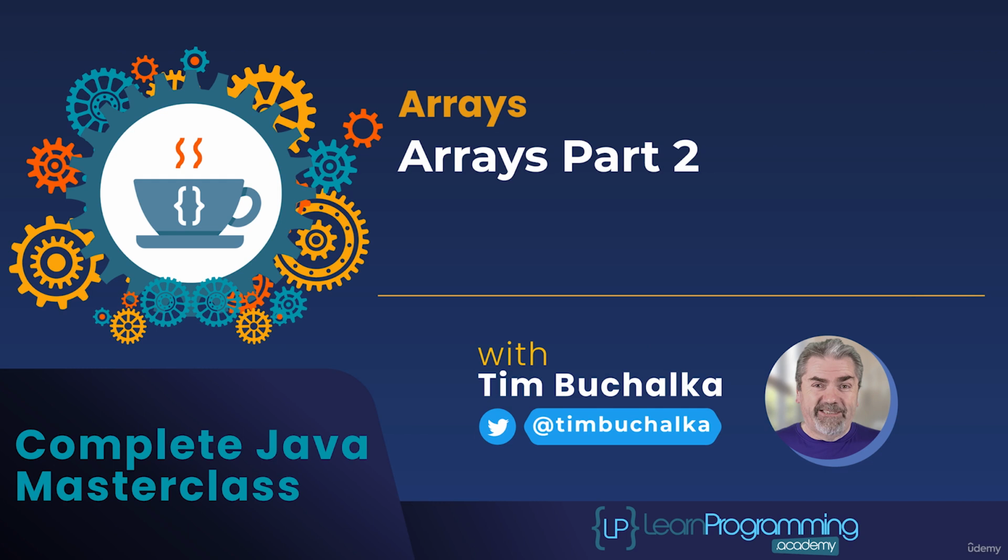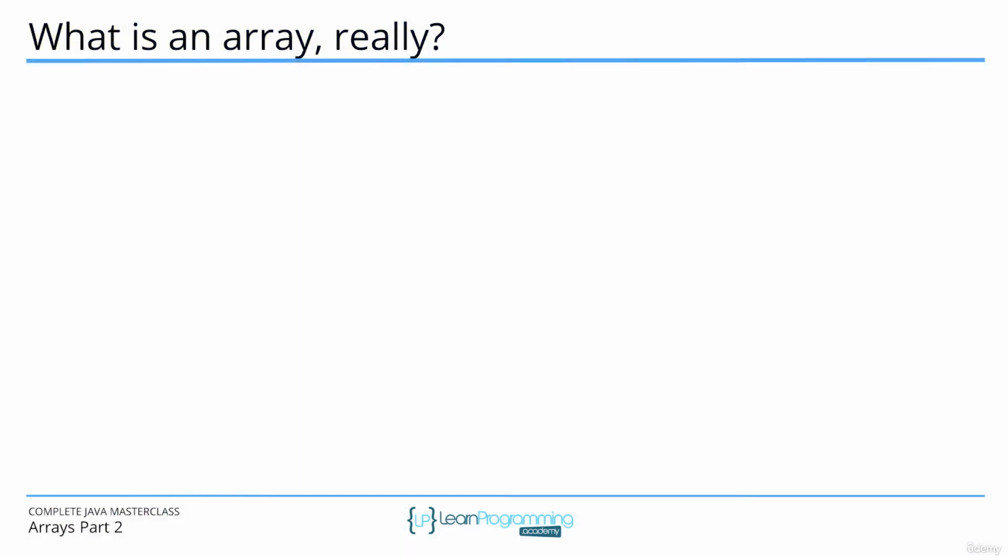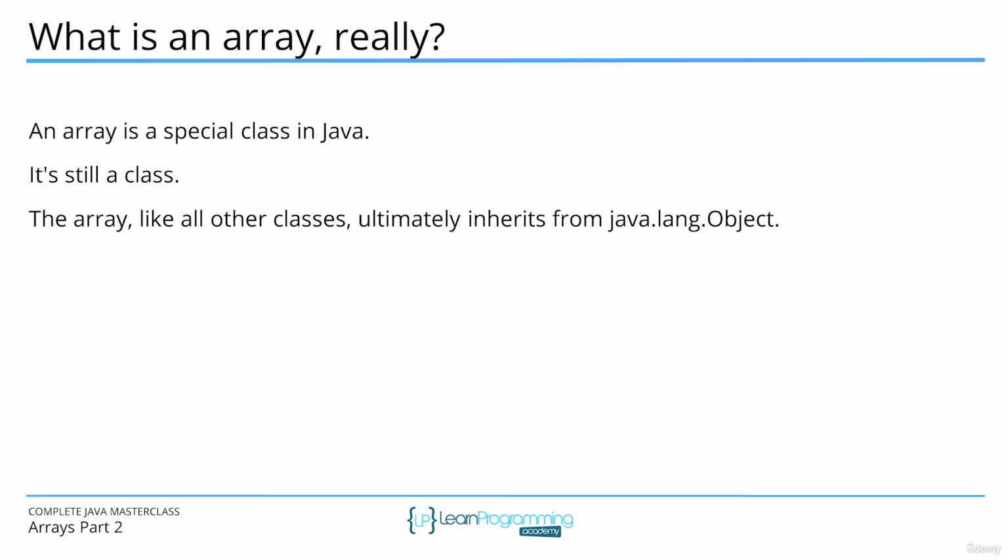In the last video, I introduced you to the Java array. I talked about how to declare an array, how to initialize the elements in an array, and how to access elements in it, using the square brackets and an index. But what actually is an array? An array is a special class in Java. It's still a class. The array, like all other classes, ultimately inherits from java.lang.Object.